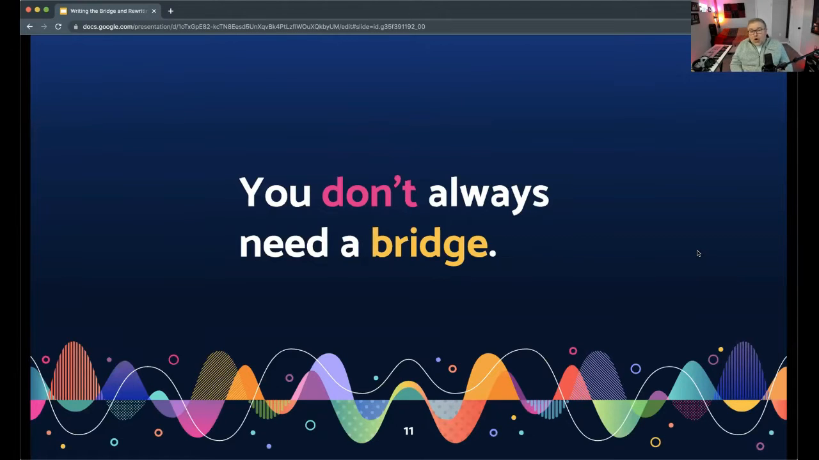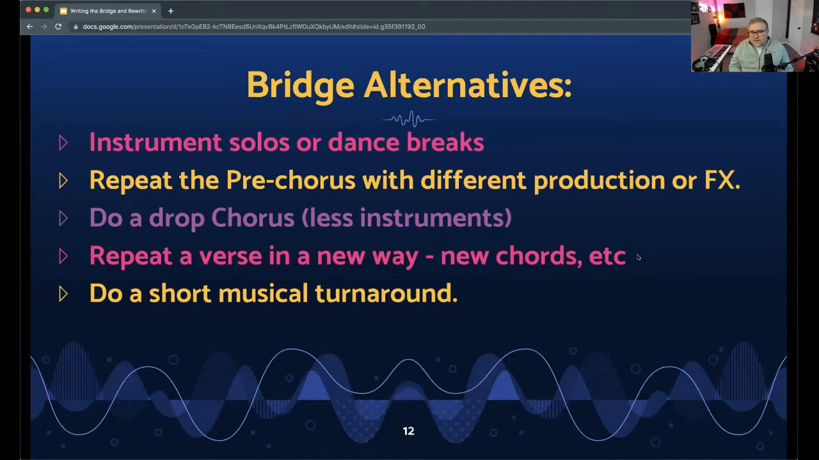And you don't always need to write a bridge. So lots of songs don't have bridges, but they have something else. So some bridge alternatives that you can think about, depending on what type of song you're doing, you may be able to do an instrument solo, or maybe if it's like dance music, you could have more of a dance break. You could also repeat a pre-chorus if your song has a pre-chorus, using some different production or different effects.